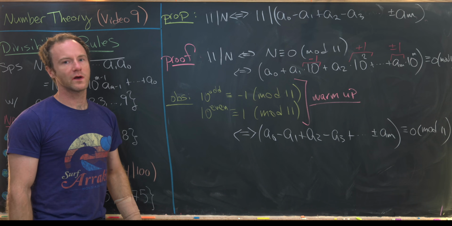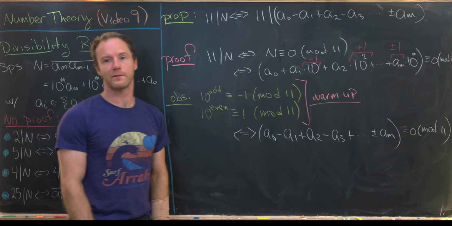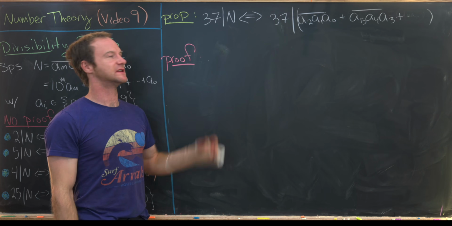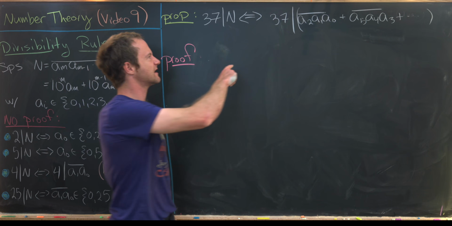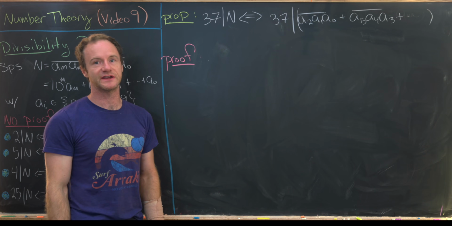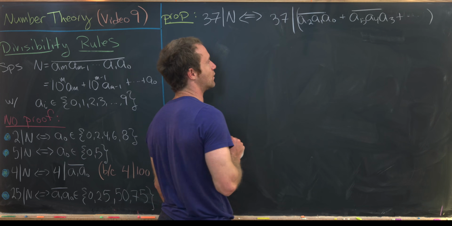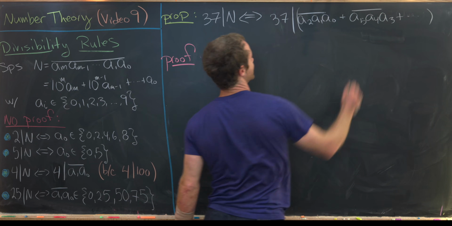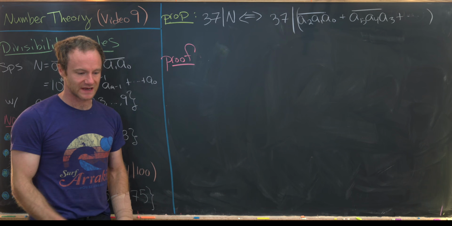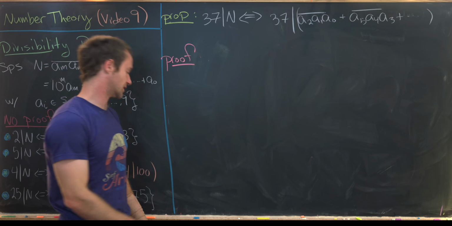Okay, let's look at one more proof and then we'll state a couple more and leave them as warm-up exercises. So the next one we've got is that 37 divides n if and only if 37 divides this strange sum that we're taking 3 digits at a time. So we've got the 3-digit number a2, a1, a0 plus the 3-digit number a5, a4, a3, and then so on and so forth until we run out of digits. Okay, so let's see how this proof goes.